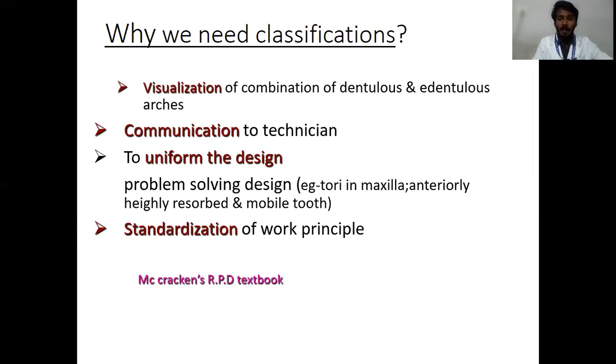So why do we need a classification? Classification is needed for visualization of combinations of edentulous and dentulous arches, and for communication to the technician to uniform the design, that is, problem solving design. Example, if there are tori in the maxilla, we have to modify the design. Anteriorly, in a case with a highly resolved bridge and a mobile tooth, we have to modify the design. So for design purposes, and then standardization of the work principle, for these reasons we need classifications.